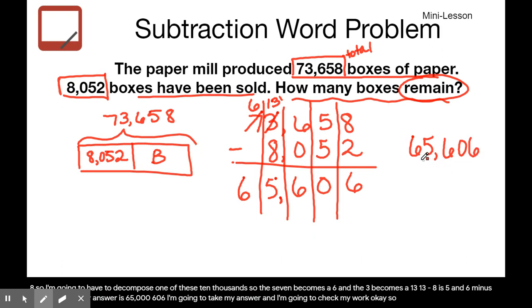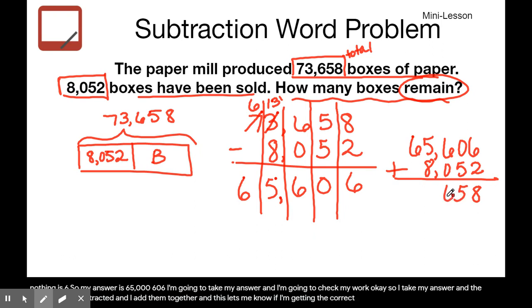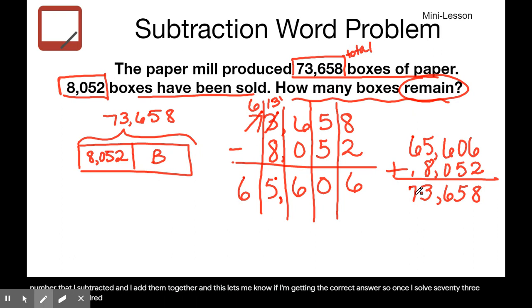I'm going to take my answer and I'm going to check my work. So I take my answer and the number that I subtracted, and I add them together. And this lets me know if I'm getting the correct answer. So once I solve, 73,658, that is exactly what I started with, so I know my answer is correct.